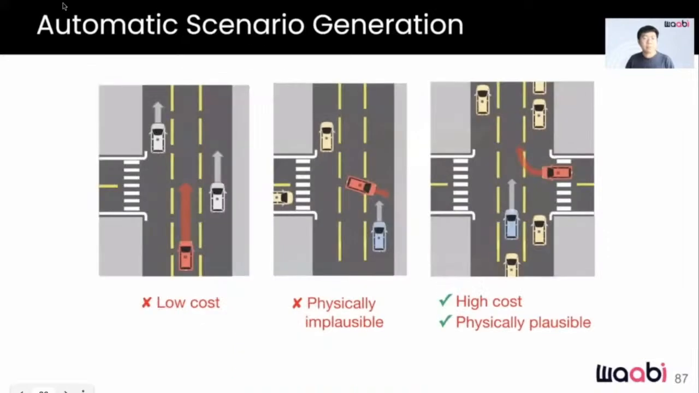To address this problem, recent works aim to automate the generation procedure by searching over the set of possible scenarios and identifying high-risk ones according to a specific cost function. Note that we also want the scenario to be physically plausible. If an adversarial actor is chasing the SDV and trying to hit it directly, then there is nothing we can do. The right figure shows a reasonable high-cost scenario, which is desired for the simulation and testing.